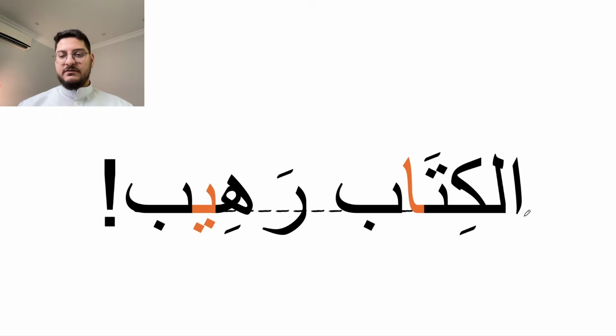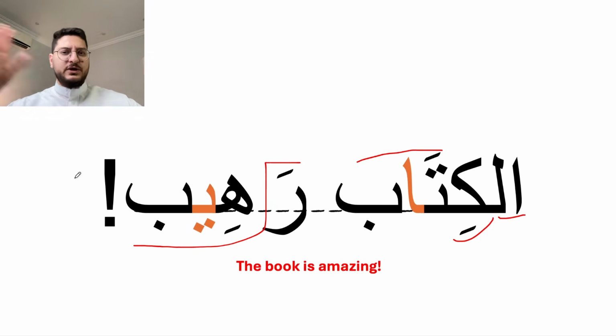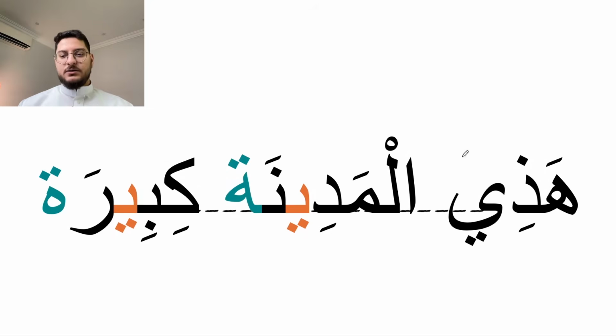So here we have الكتاب, the book, رهيب, which is amazing. الكتاب رهيب, the book is amazing. Notice we don't have is, by the way, in Arabic, it's just like the book, amazing. الكتاب رهيب. What about this sentence?